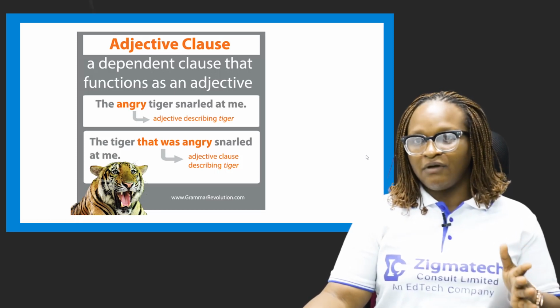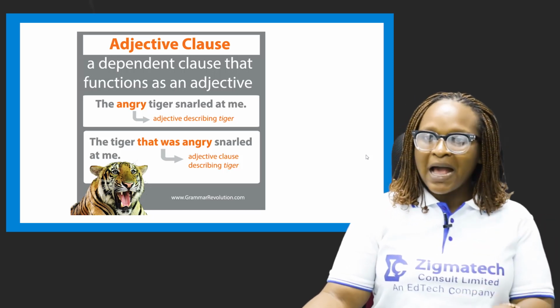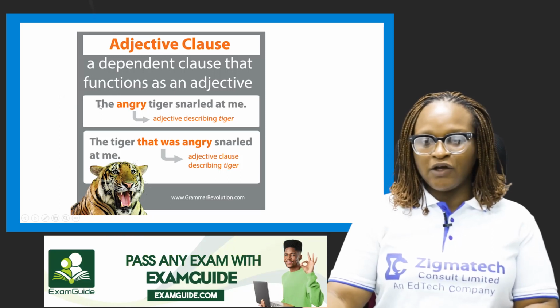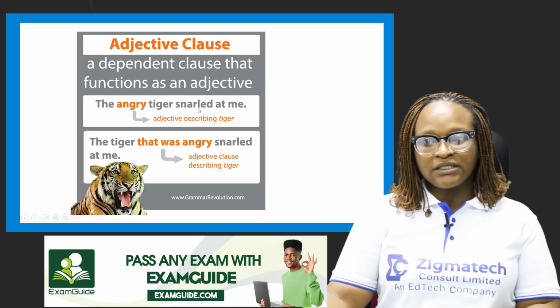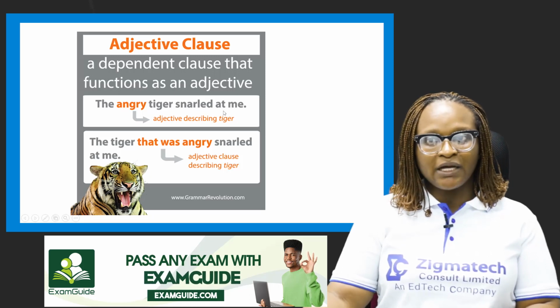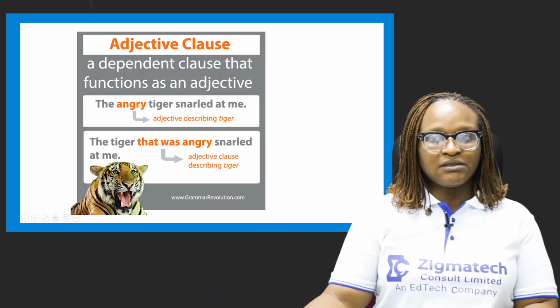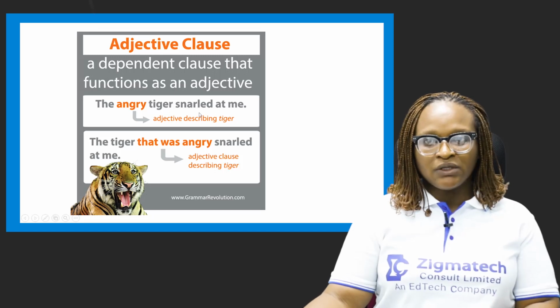Alright, this is what we have. Adjective clause. It's a dependent clause that functions as an adjective. Now look at this sentence. It says, the angry tiger snarled at me. In this, we just have a simple sentence. The angry tiger snarled at me. It's just a simple sentence.